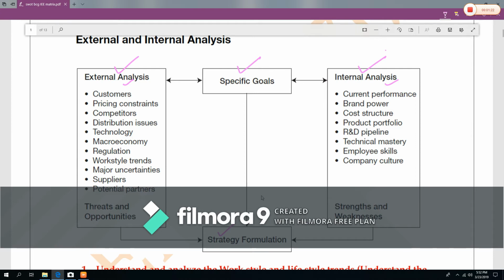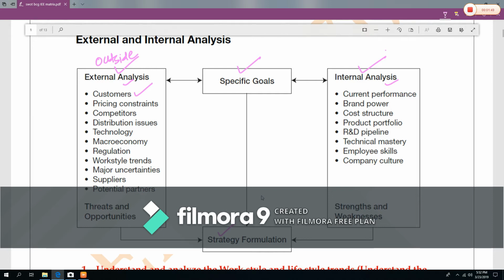External analysis means something which is outside your business. For example, the customers. Who are your customers? What are their likes? What are their preferences? How much money can they afford to spend? How many people are there to buy? How many people have a willingness to buy? How many people have a desire to buy? How many people have the money to buy? So this is what you have to think about your customers.